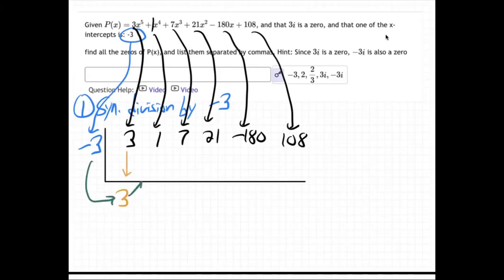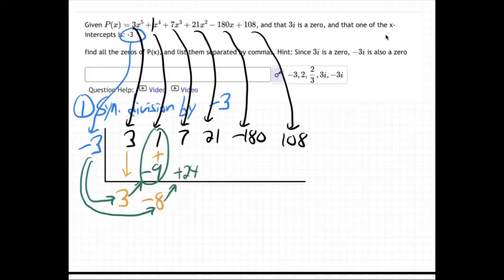-3 times 3 is -9. And you add these up, and that comes out to be -8. So add those up, right? -8. And then you do another one. -3 times -8. Put it right there. It'll be plus 24. And then you add these up, and you get 31. And then you do another one. -3 times 31. You put it right there. What's it going to be?